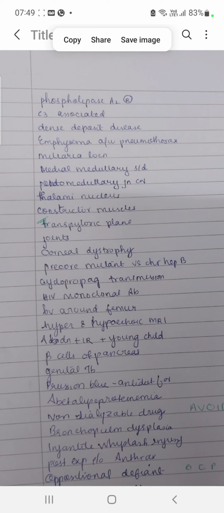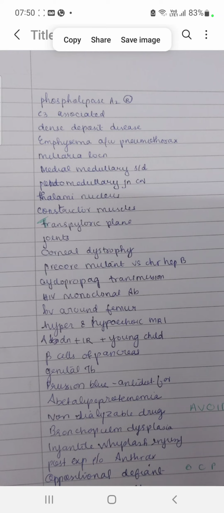Corneal dystrophy can be lattice, granular, or macular. So macular is mucopolysaccharide. Then granular is like breadcrumb, hyaline deposit. Then lattice is amyloid.